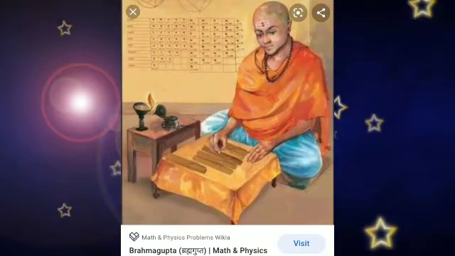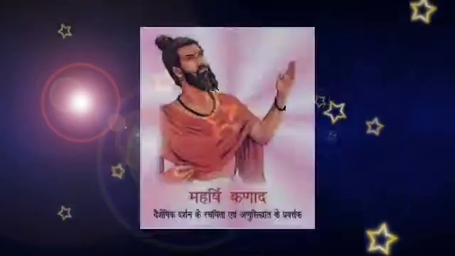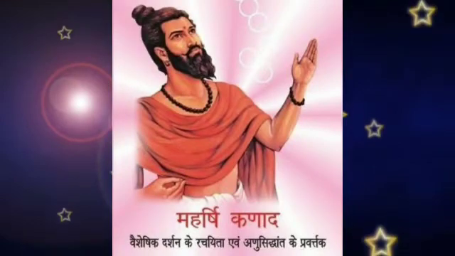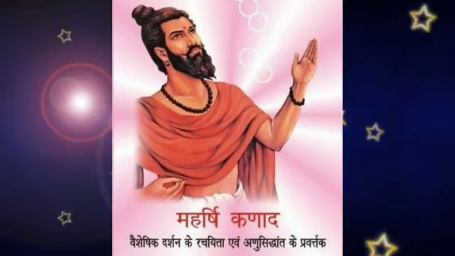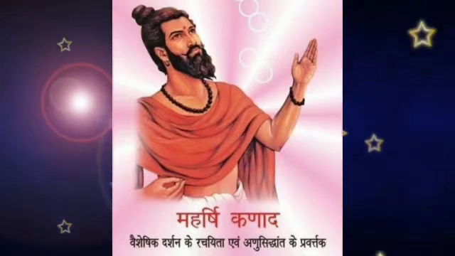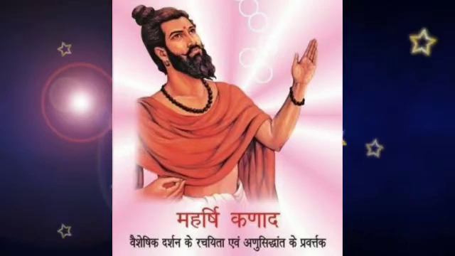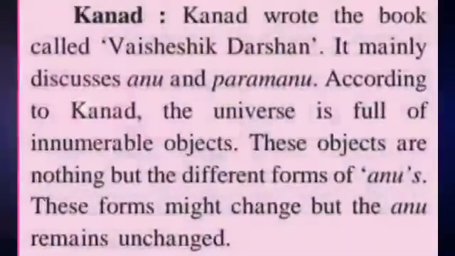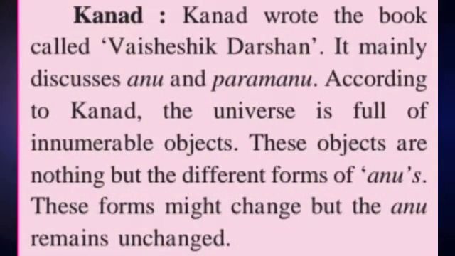See friends, Kanad. Kanad wrote the book called Vaisheshik Darshan. It mainly discusses Anu and Parmanu. According to Kanad, the universe is full of innumerable objects and these objects are nothing but different forms of Anus. These forms might change but the Anu remains unchanged.